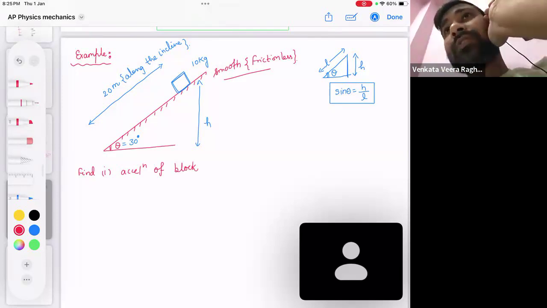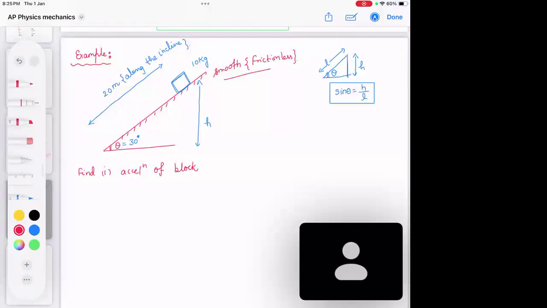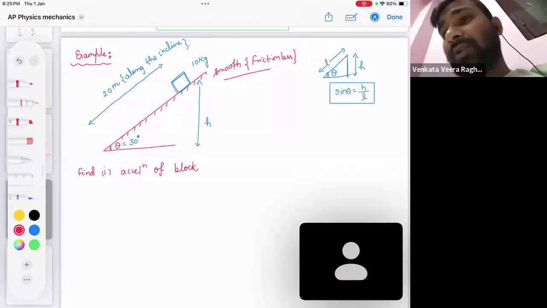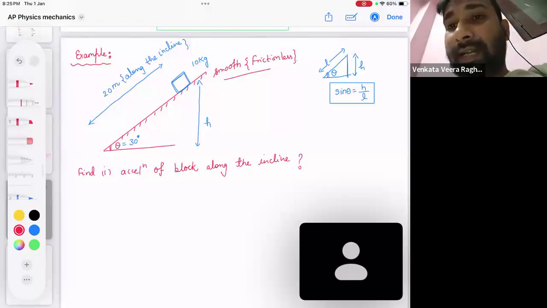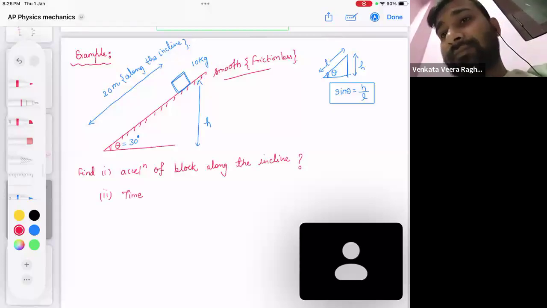Which way can the block move? Can it move only along the incline? Yes. To find the acceleration of the block along the incline, even if they don't mention it, we will always find it along the incline. Second, the time taken by the block to reach the bottom.